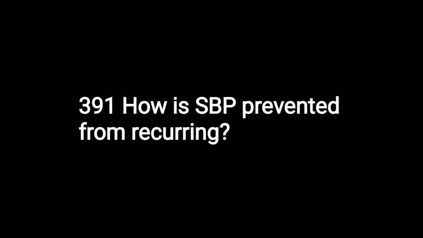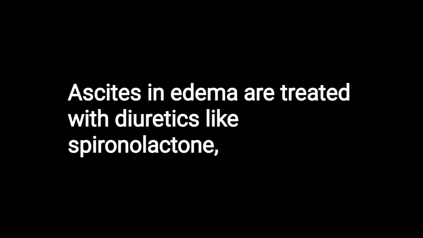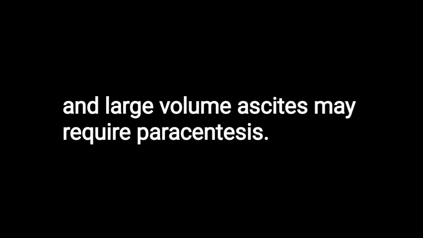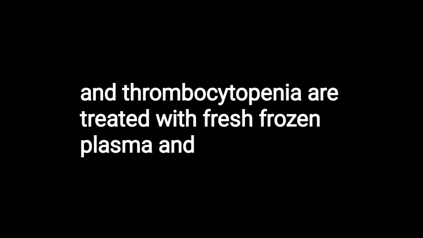391. How is SBP prevented from recurring? Patients with SBP need lifelong antibiotic prophylaxis, usually with norfloxacin or TMP-SMX. 392. How are ascites and edema treated in cirrhosis? Ascites and edema are treated with diuretics like spironolactone, and large volume ascites may require paracentesis. 393. How are coagulopathy and thrombocytopenia managed in cirrhosis? Coagulopathy and thrombocytopenia are treated with fresh frozen plasma and platelets if bleeding occurs.